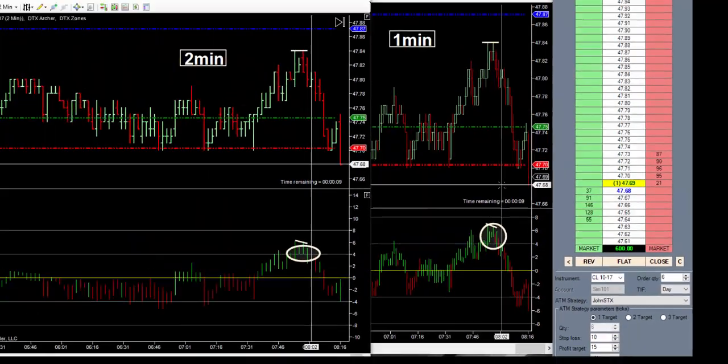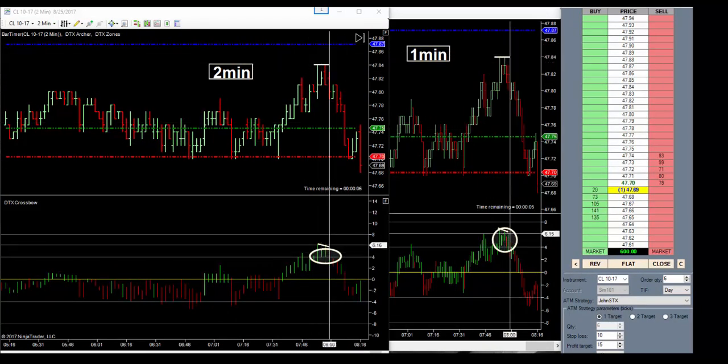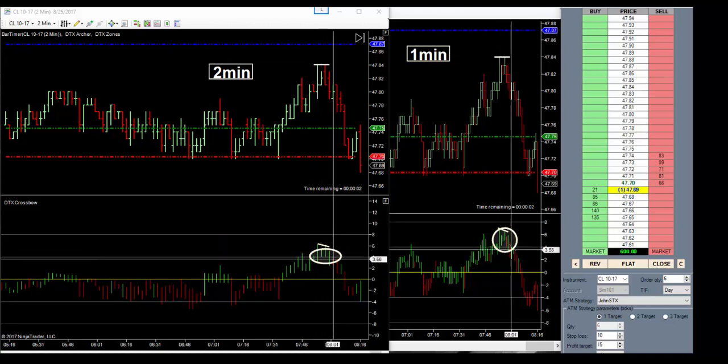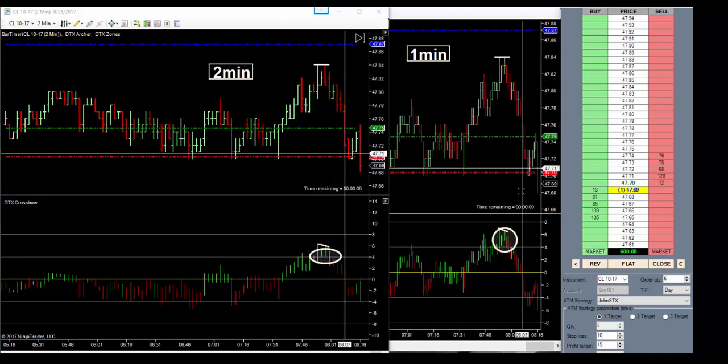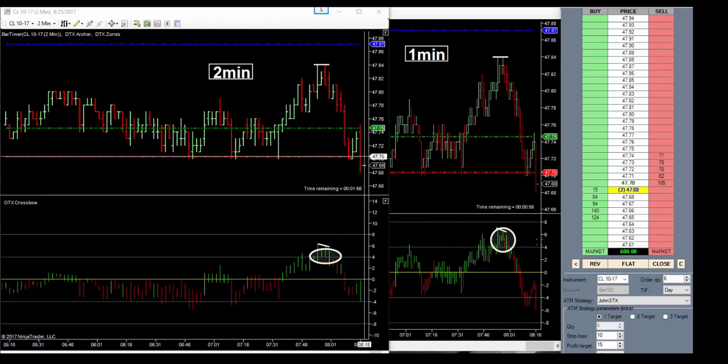All right, well, there it is. We looked at the trade here, the out of balance and the orientation of the trade on the 2 minute, and we did the same thing over on the 1 minute. And this trade worked out real nice on a very high probability.